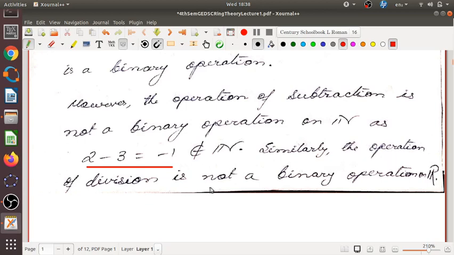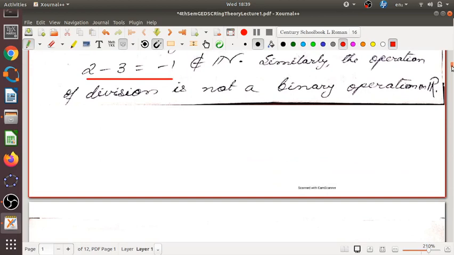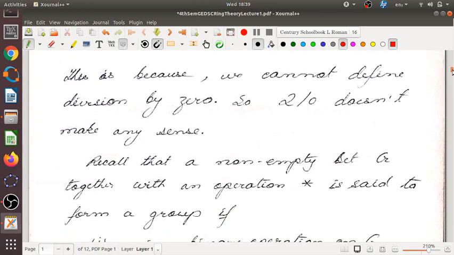Similarly, the operation of division is not a binary operation on the set of real numbers, because we cannot divide by 0, right? So 2 by 0, 3 by 0 doesn't make any sense. So division is not a binary operation on the set of real numbers.